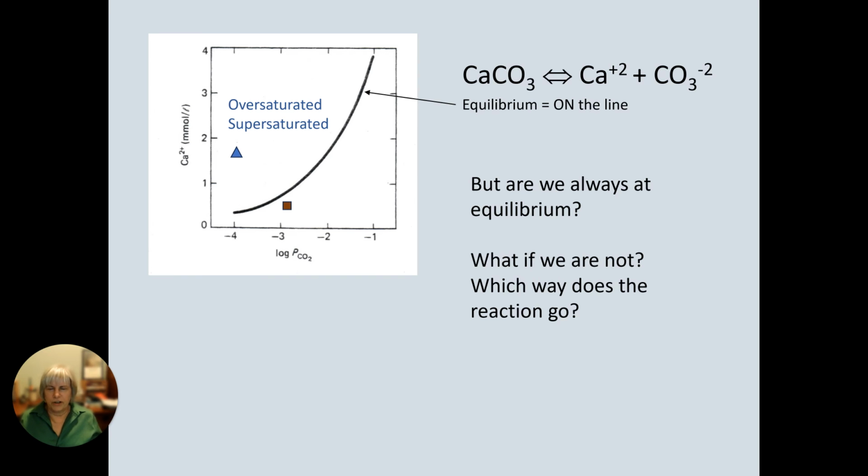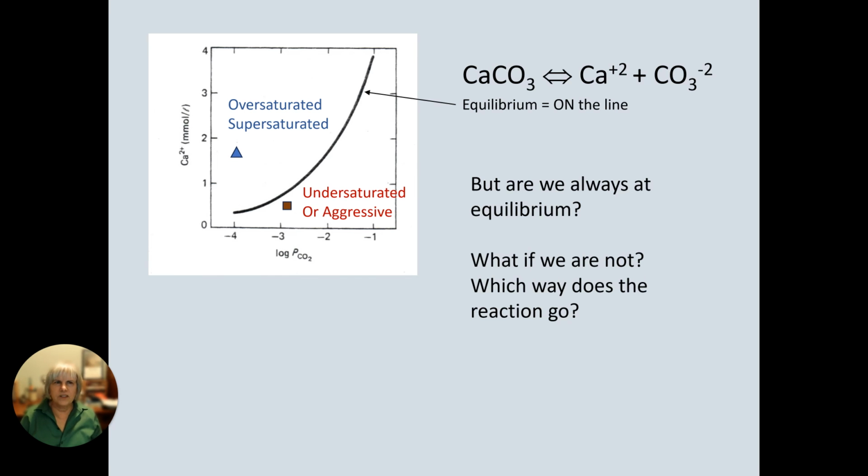The other scenario we could have here is this little red square. So the little red square is beneath the line. So now we have sort of the opposite case where at that PCO2, I would expect there to be more calcium in solution than what we actually have. So this sample we could call undersaturated. In the US, we almost always call it undersaturated. In Britain, it's referred to as aggressive. And I like that term because this water is aggressive. That is, it can dissolve water.